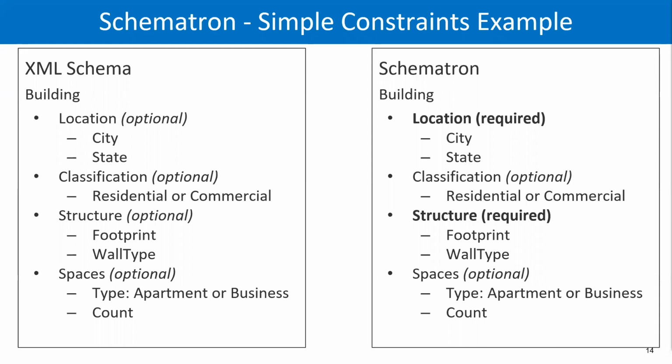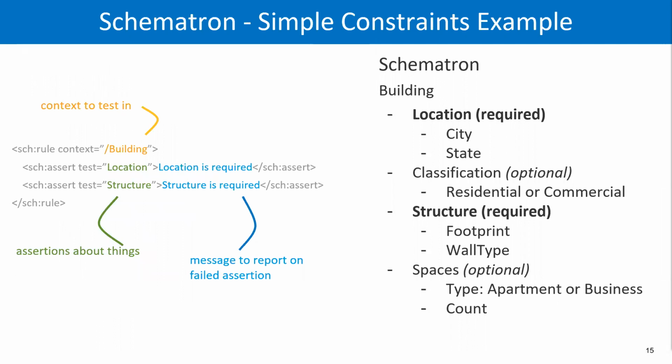So on the left is, again, a dummy schema. At the top level, we have our building, and then we have a bunch of optional elements and sub-elements. As you can see, the location, classification, structure, et cetera, are all optional. But maybe for our particular use case, we wanted both location and structure to be required. So we need to write a Schematron for it. Next slide, please. So here's how you would do that.